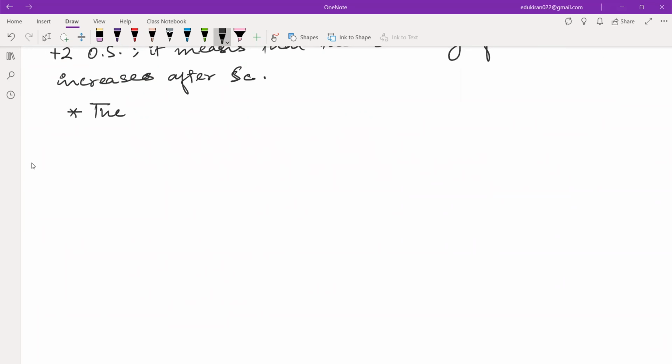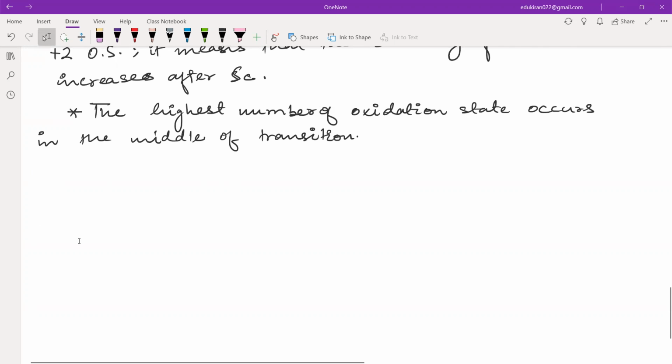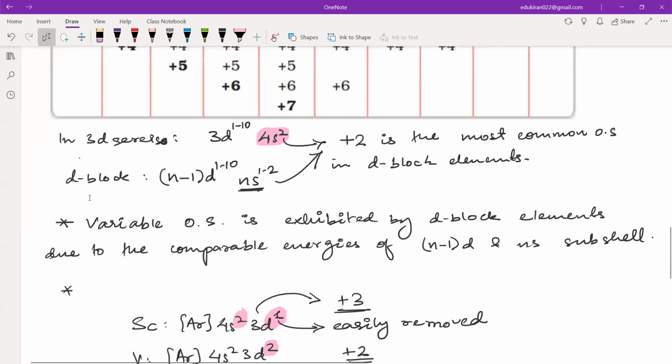Next point is, now where do we see the highest number of oxidation state? The highest number of oxidation states, rather I can say, occurs in the middle of transition series. Occurs in the middle of transition series.